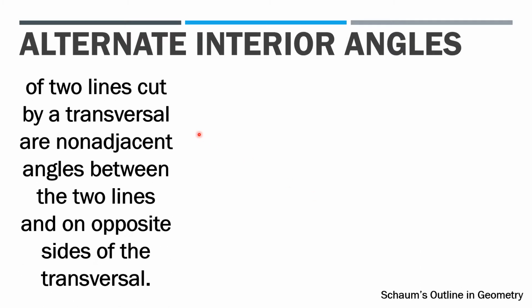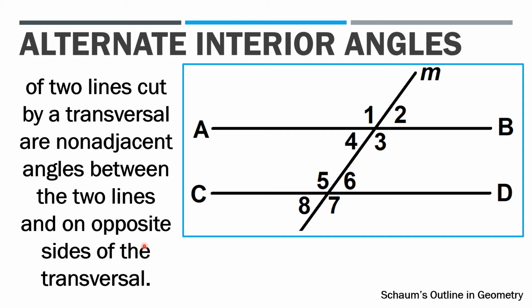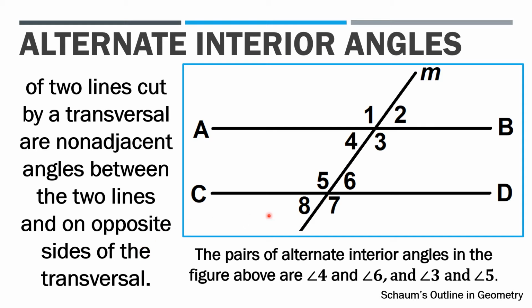The alternate interior angles of two lines cut by a transversal are non-adjacent angles between the two lines and on opposite sides of the transversal. In the illustration, the pairs of alternate interior angles are angles 4 and 6 and angles 3 and 5.